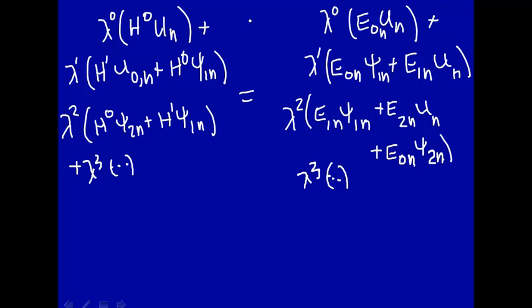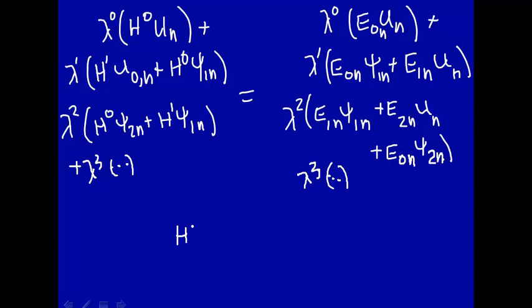Now I've grouped them this way for these two equations to be equal, and for lambda to be any number going from 0 to 1. This means that the coefficients for lambda 0 have to be equal. The coefficients for lambda raised to the first power have to be equal. The coefficients for lambda raised to the second power have to be equal, and so on. Okay, so let's do the 0 order.